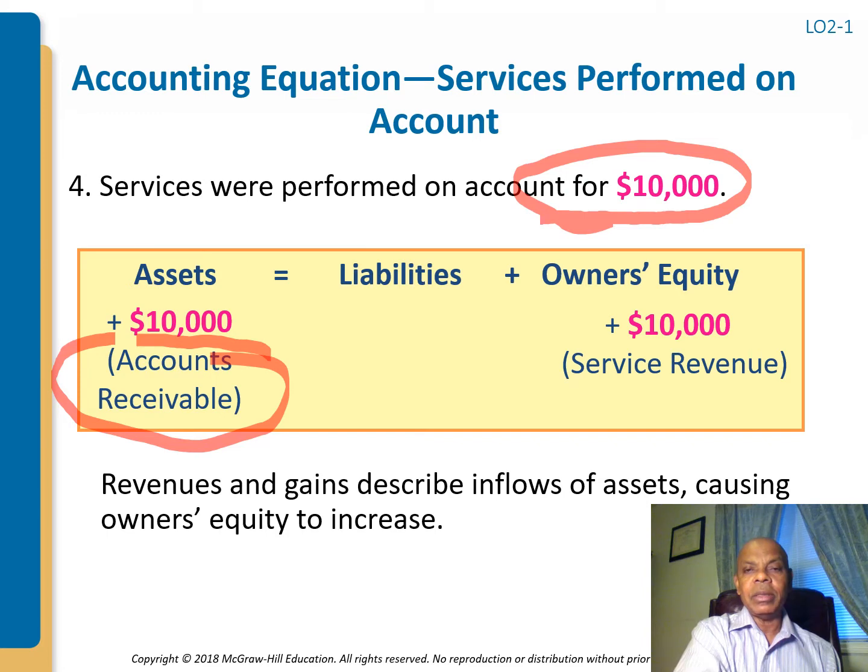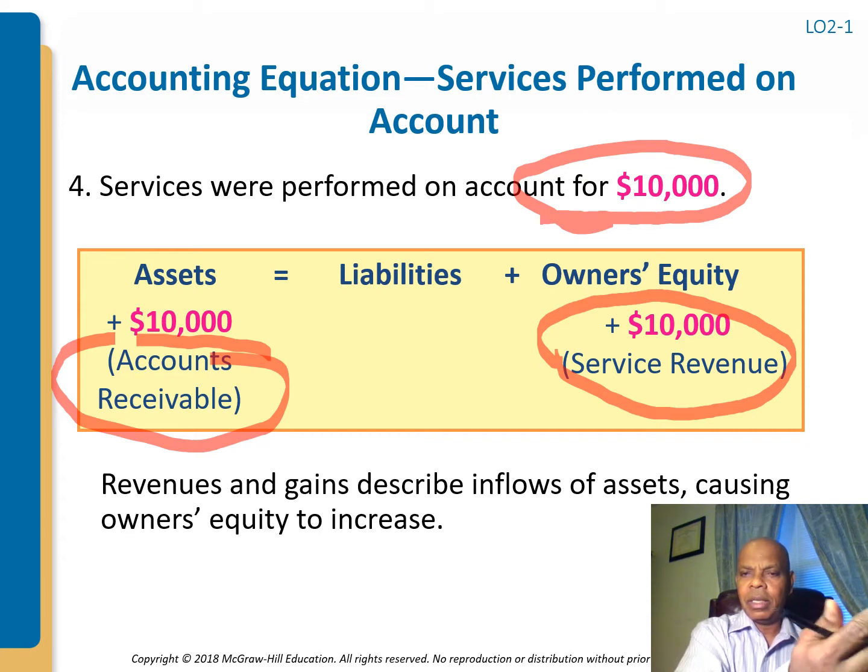So what happens here? The services revenue increases the owner's equity. It increases his claims, equity. Okay, that's the revenue side.